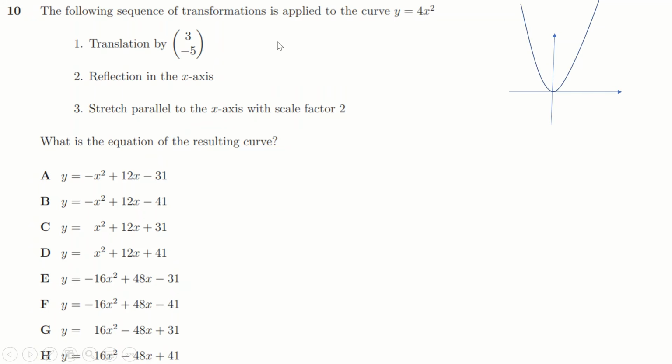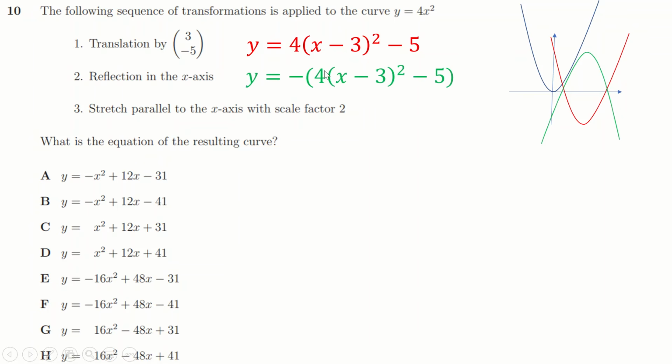That's this. It's a translation 3 across and minus 5 down, or just 5 down, I should probably say. Well, that looks a bit like this. And I also know how to do this with curves. I just put the minus 3 into the x bit, and then just take away 5 at the end. So that's the red graph's equation. Then it reflects in the x-axis, which looks a bit like this. And a reflection in the x-axis just means putting in a negative in front of the entire function. So that must be the equation of the green graph.